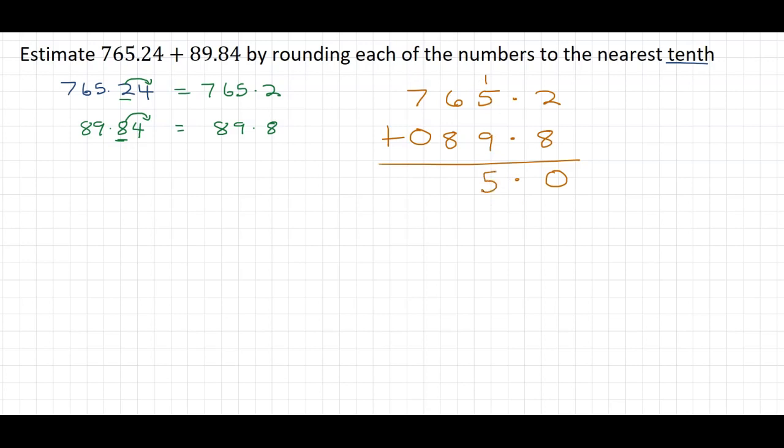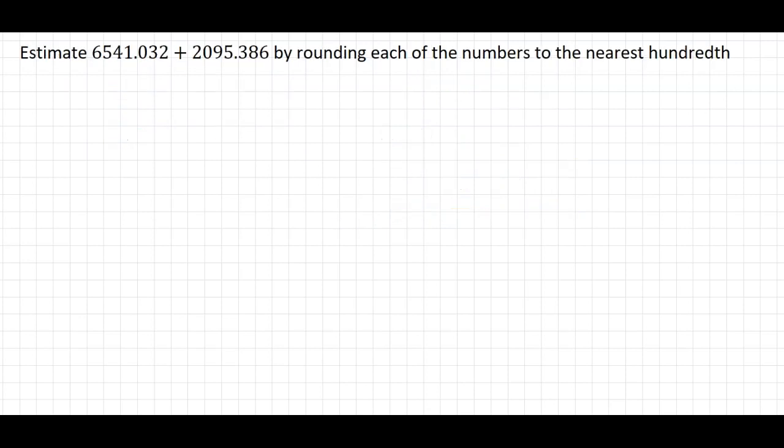I'm going to write 5 here and bring 1 up here. 1 plus 6, 7, plus 8, 15. I'm going to write 5 right here and bring 1 up here. 1 plus 7, 8. 8 plus 0 is 8. So this is going to be the estimate of adding these two numbers together, rounded to their nearest tenth. Next example, we're going to round these two numbers to the nearest hundredth.